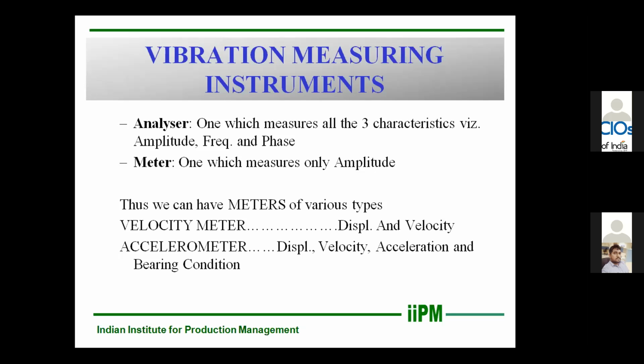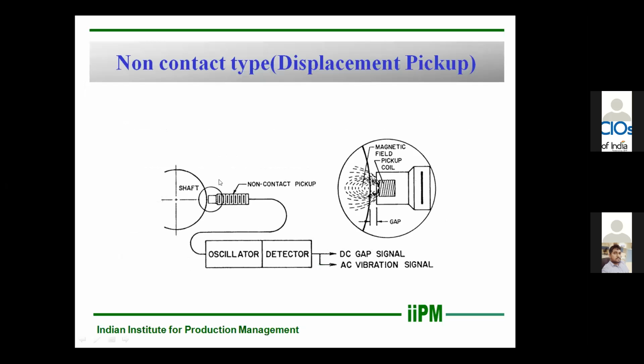It has FFT, it has time waveform, and it has bump testing to calculate the natural frequency of the machine. You can calculate at what RPM your natural frequency is, and you can also calculate the critical speed of the machine, because in a turbine or many other high speed machines, critical speed plays a very important factor. And when you run the machine at critical speed, a small vibration can totally damage the equipment. So these are different types of analyzers, meters, and different types of sensors.